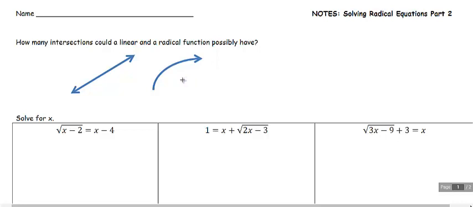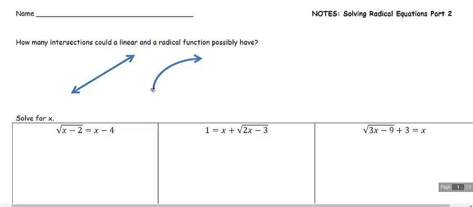So let's think about how many intersections we could possibly have with these two things. Pause the video and really think about that. If you had to draw these two shapes overlapping, how many intersections could you get from them? What's the least amount? What's the greatest amount? Okay, so now that you've had a chance to think about that, you may have forgotten one of the ways that these could intersect, and that's not at all.